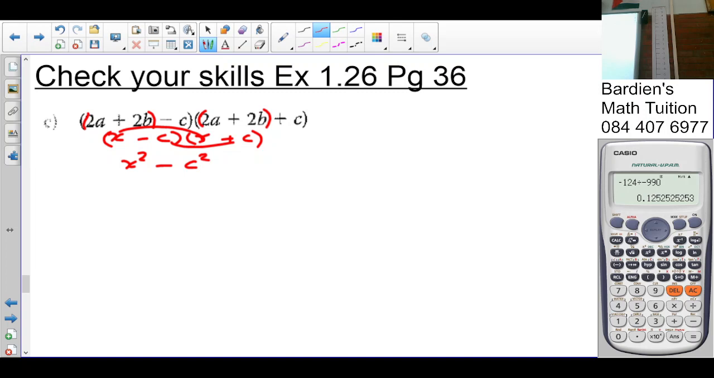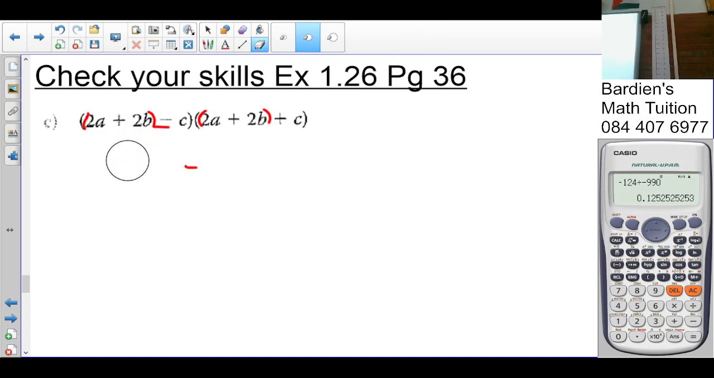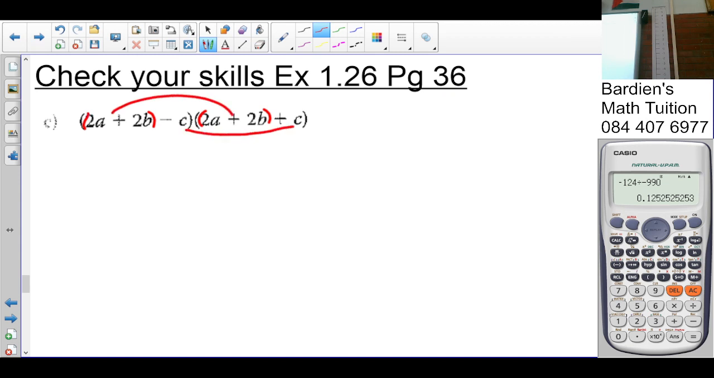Right. You say, oh, there's no O there, my girl. But what do you notice now? That is exactly the same setting here. So I can just multiply the first and the last. So in other words, I get (2A + 2B) all squared minus C squared. Not so? Which now results in a binomial squared.